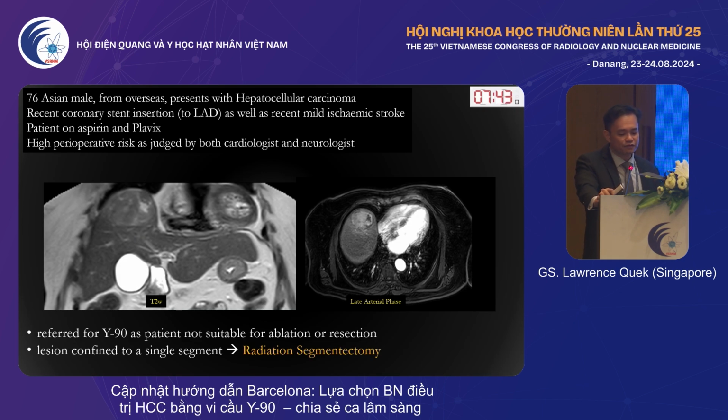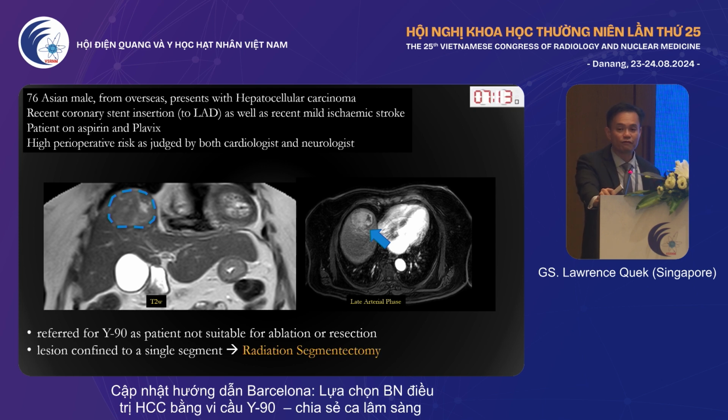So now we've just finished with that part of the literature. Let's look at some of the cases we've seen over the years. Here's an overseas patient, a 76-year-old Asian male, who had a recent coronary stent insertion to the LAD and a recent mild ischemic stroke. Patient is on aspirin and Plavix, high perioperative risk as judged by the cardiologist and neurologist. And you can see that he has a lesion over in segment 8. He was referred to us for Y90, not suitable for ablation or resection.